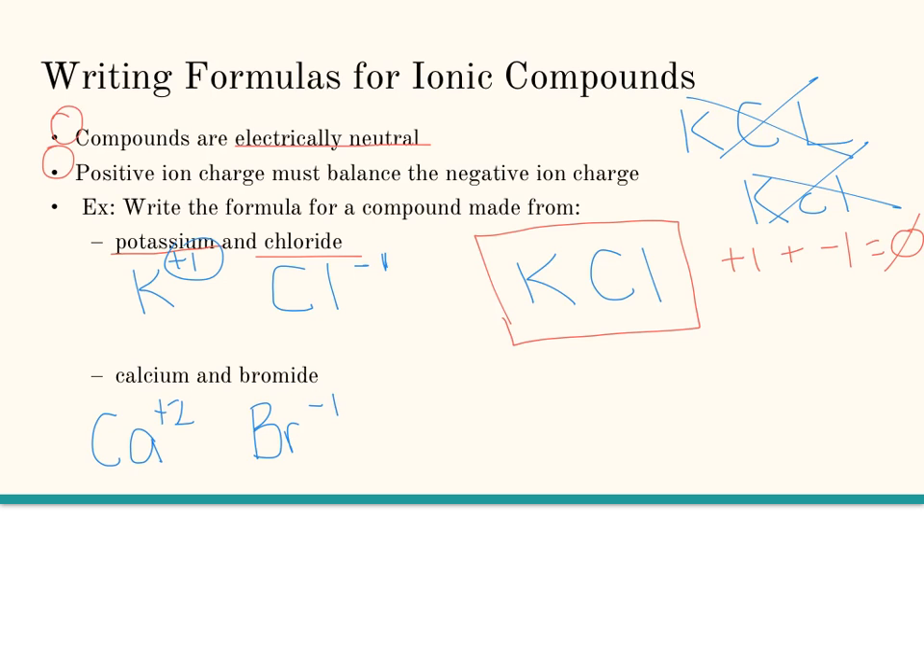Okay, so calcium is plus 2, bromine is minus 1. We want to remember that the calcium is the positive ion, so it gets written first. The bromine is the negative ion, so it gets written second. So I have CaBr. Capital C, capital B, and the other letters are lowercase.